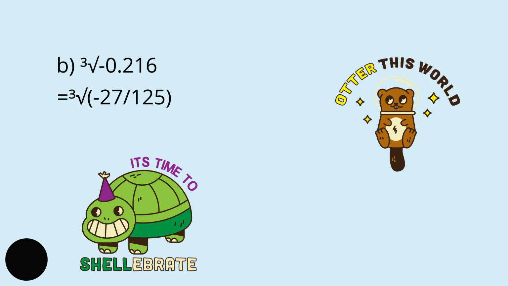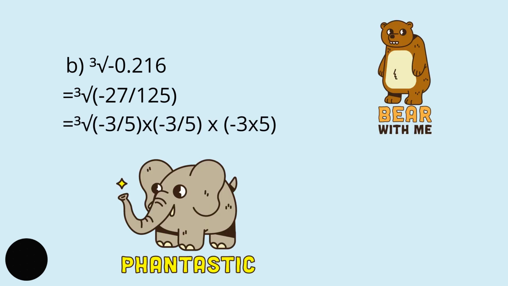Next, cube root of negative 0.216. Same as the example just now, we convert it to a fraction first, which is negative 27 over 125.